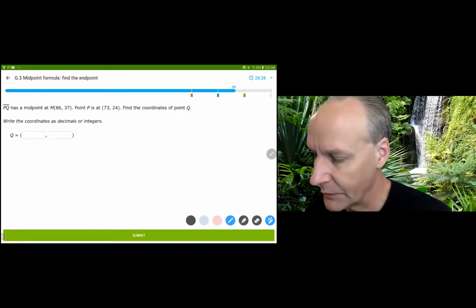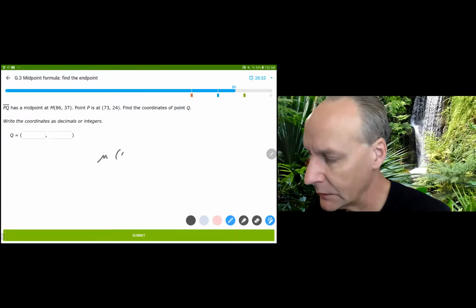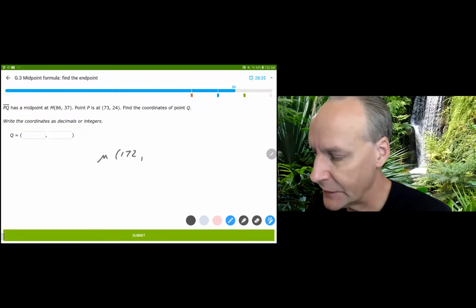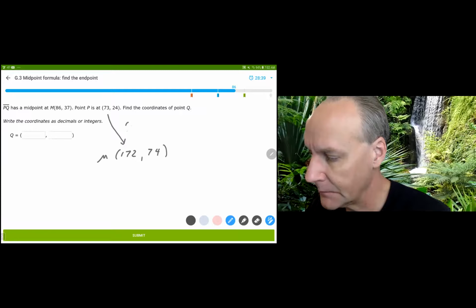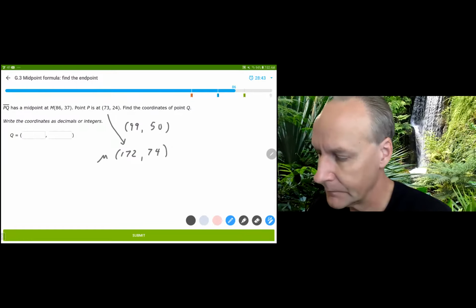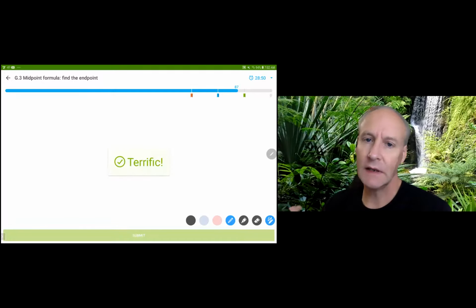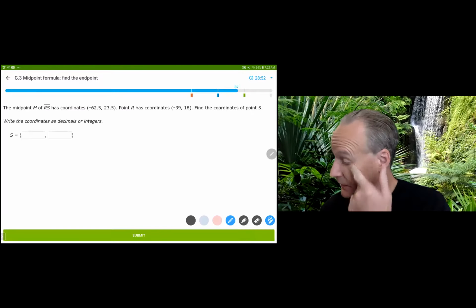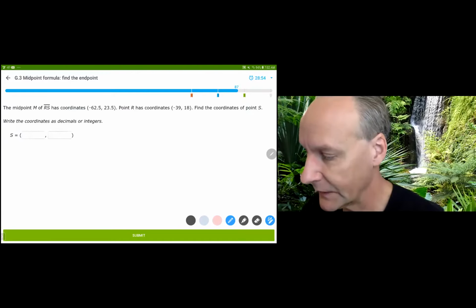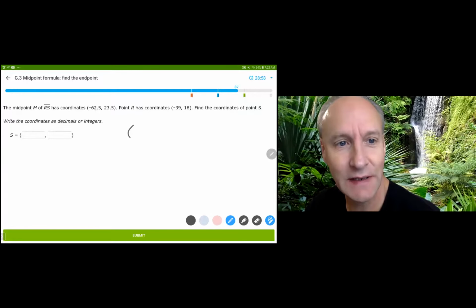All right, double my midpoint. That's going to be 172. 37 doubled is 74. And I need 99 and 50. Now I'm mad at myself. I'm going to move right along here. And of course, you're probably pretty good at this point too. Hopefully, you're not going to always grab your calculator. Sometimes you're going to want to do it in your head like I do.